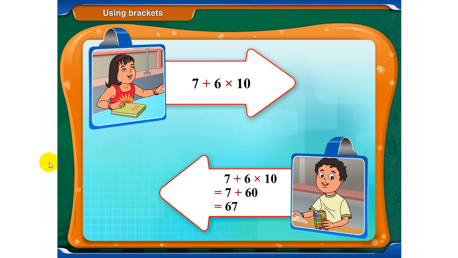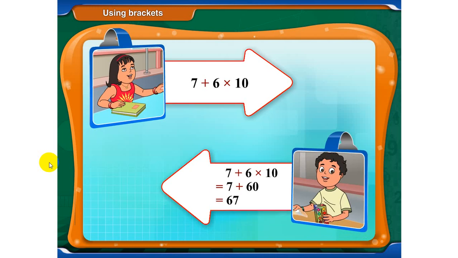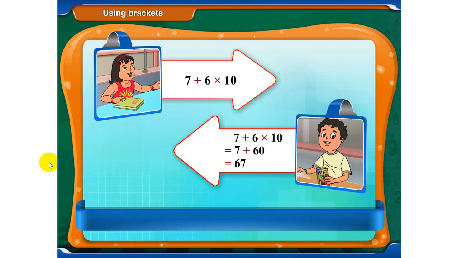To avoid confusion in such cases, we may use brackets. We can pack the numbers 6 and 7 together using a bracket, indicating that the pack is to be treated as a single number. Thus, the answer is found by (6 plus 7) into 10, which is equal to 13 into 10, and that is equal to 130.